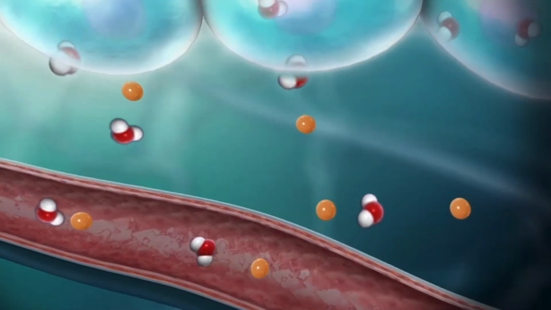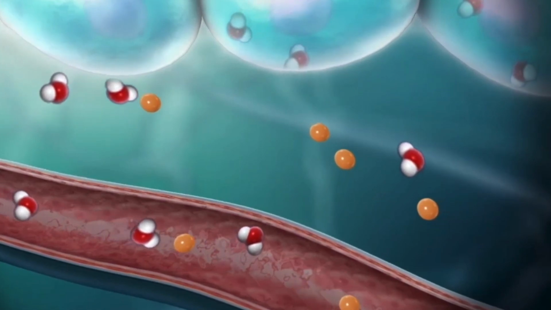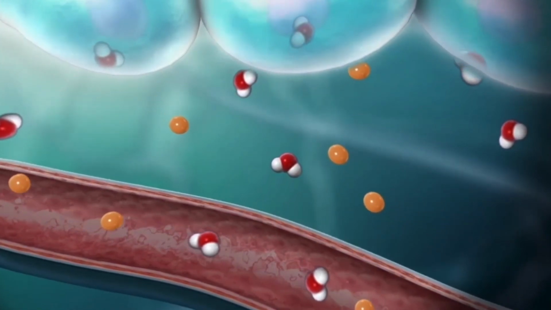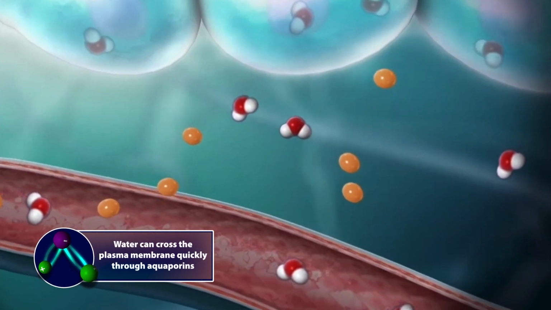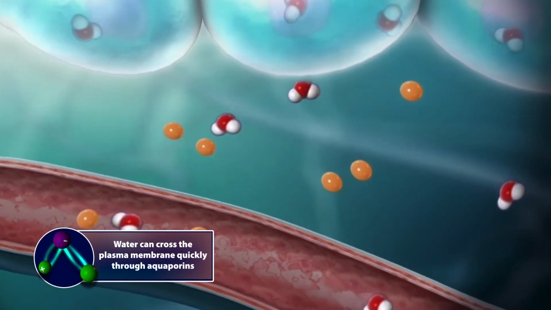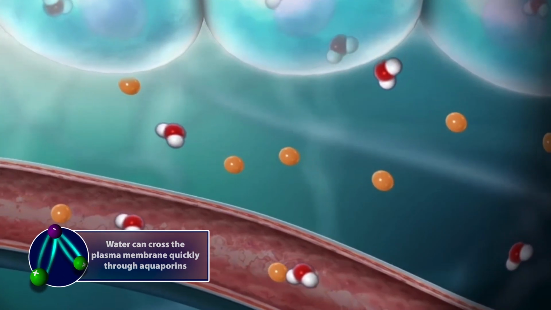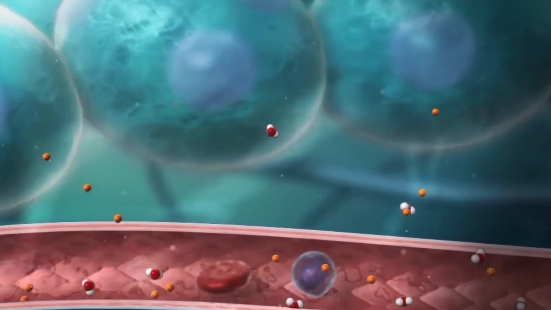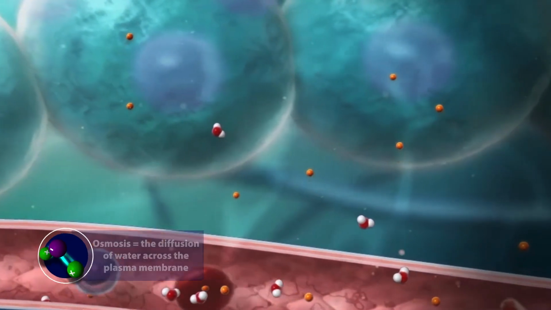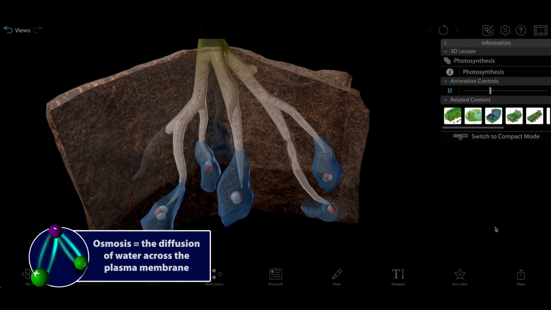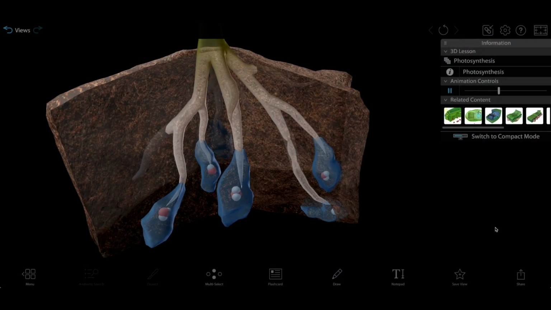Water is a bit of an exception. Because it's so small, water can slowly pass through the phospholipid bilayer on its own. Many cells also contain specialized channels called aquaporins that allow water to move across the membrane much more quickly. In fact, the diffusion of water has its own name: osmosis. Understanding osmosis is essential for studying fluid balance in both plants and animals.